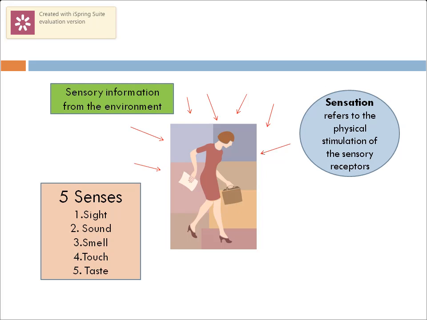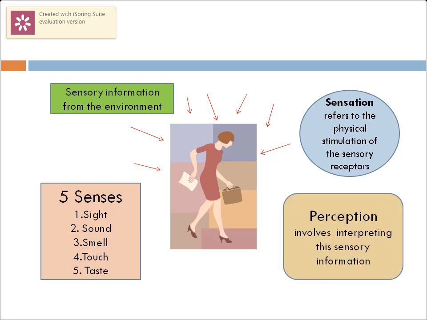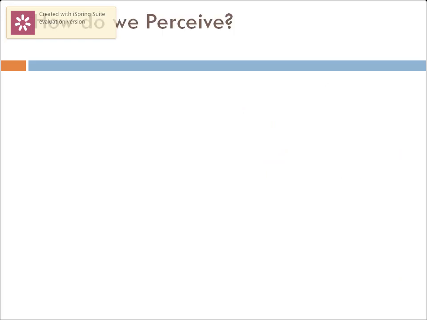But then it doesn't end there. We actually understand that information, and that is called as perception. So, perception involves interpreting or understanding this sensory information. Now, what happens when different types of information come to us? We begin to understand it, we begin to like it, we begin to dislike it, and we also form opinions based on the information that we get. Now, how do we proceed? How does this process actually happen?